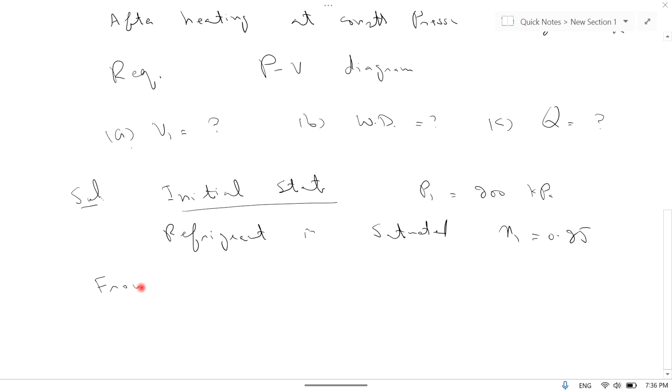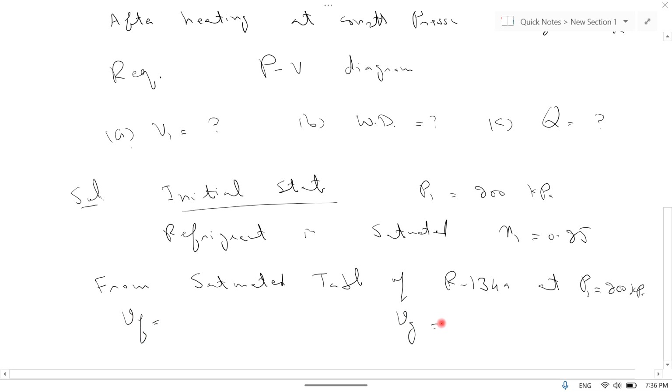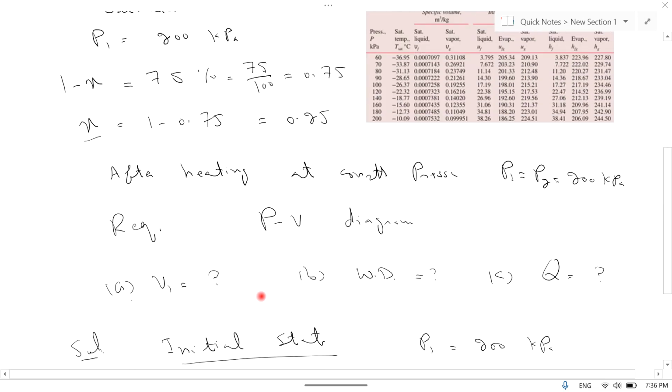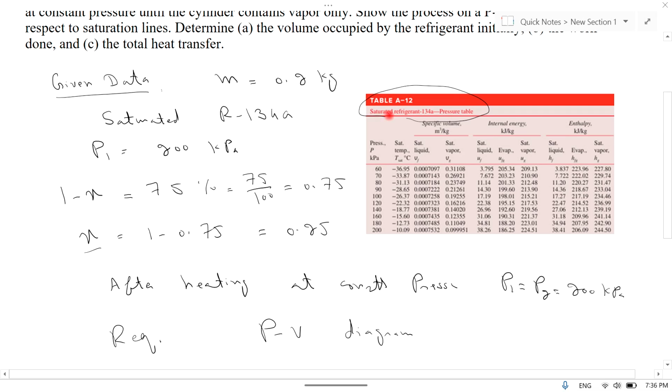So from the saturated table of R-134a at pressure P1 equal to 200 kilopascal, find vf, vg, hf and hg. At 200 kilopascal from the saturation table of R-134a, this is vf, this is vg, this is hf and this is hg.